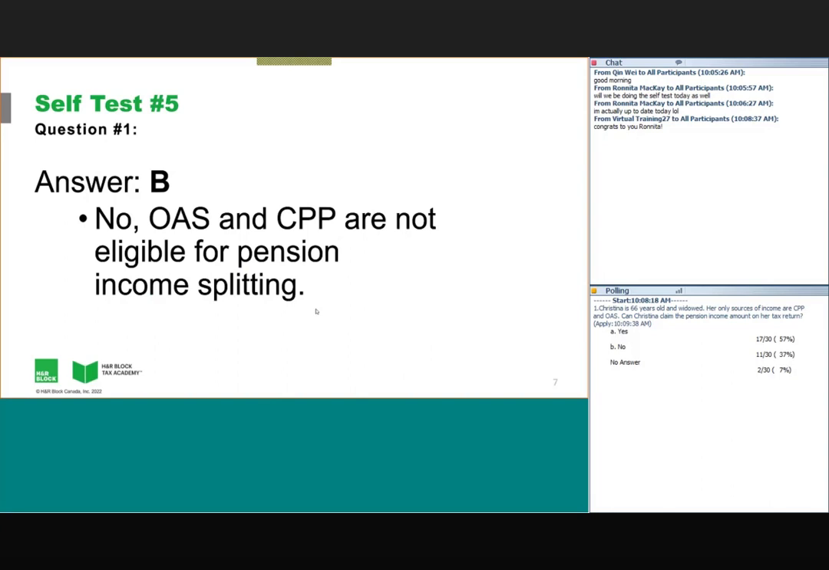Now, last night we had a question in the class, and I went back to our textbook, and right in the textbook it says that Old Age Security and CPP are not eligible for not only the pension splitting amount, but for the pension amount. So I can bring that up at the end of the self-test if you have any questions about it, but it is in the textbook.